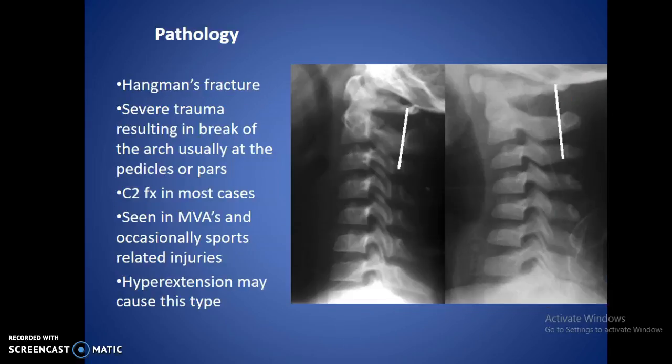Hangman's fracture, severe trauma resulting in a break of the arch, usually at the pedicles or the pars. You can see the fracture, one right through here. Looks like another fracture through this area here. C2 fracture in most cases. This is seen in motor vehicle accidents and occasionally sports-related injuries. Hyperextension may cause this injury. Sometimes the snapping of the neck going forward will cause that type of fracture as well.